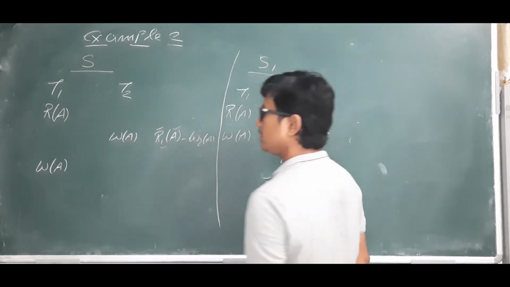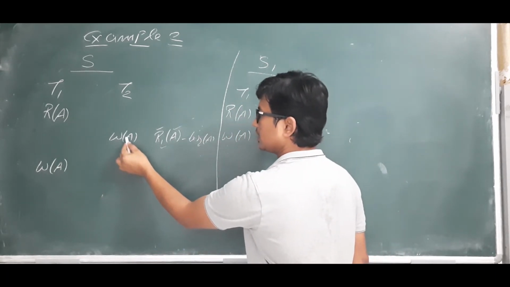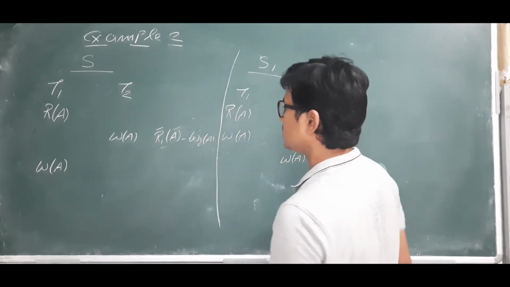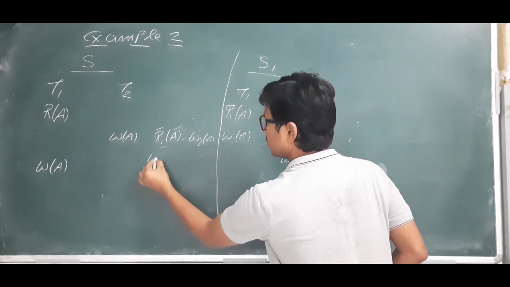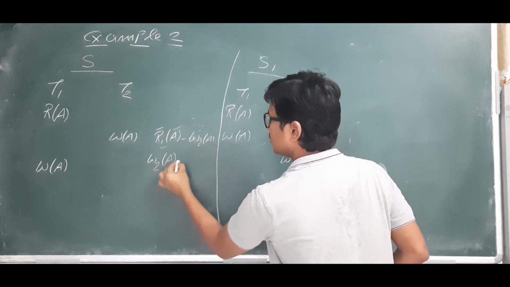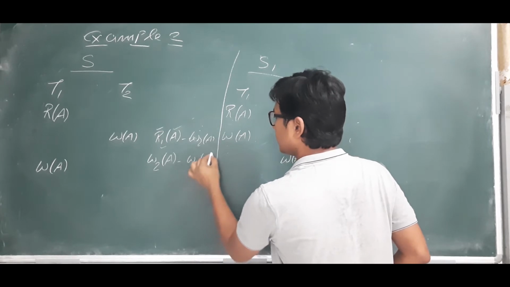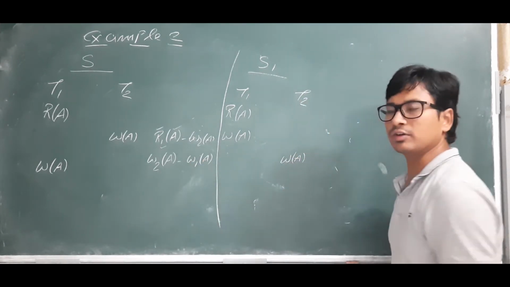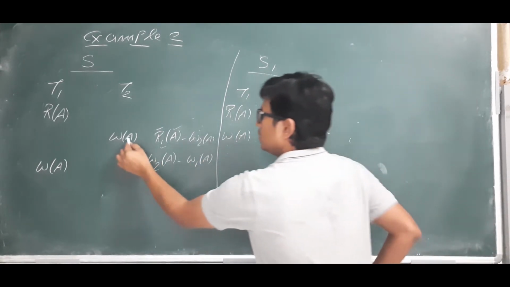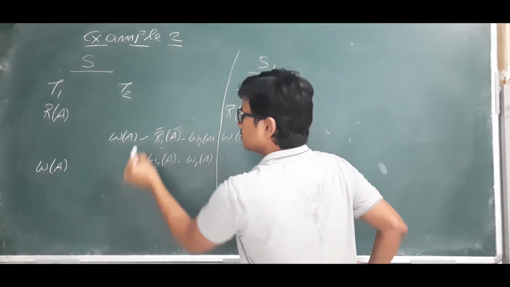Any other thing I can find? No. So come to this write A. Write A and write A, this is creating a conflict. So what is this conflict? W2 of A to W1 of A. This is another conflict operation. Okay, so this one we have also finished.